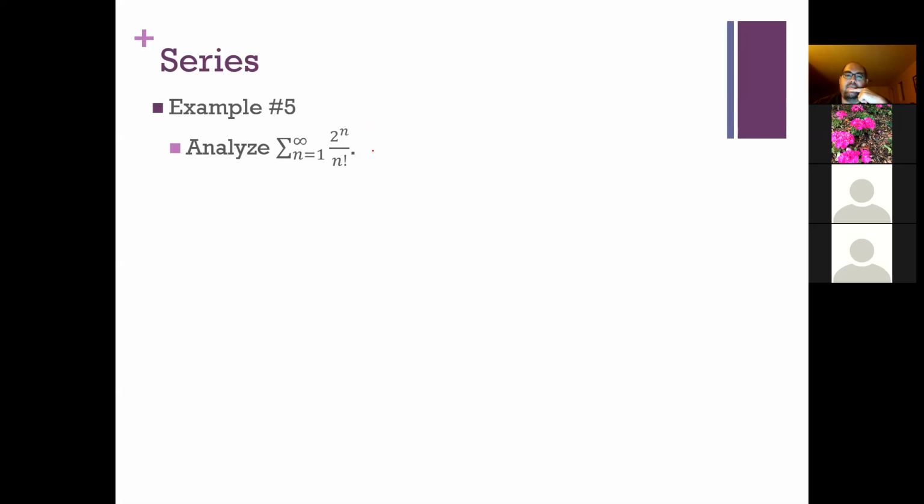One thing I'll tell you is that I'm not going to say always, but a factorial is usually a giveaway. The ratio test is at least worth considering. So let's see what the ratio test tells us. I'm looking at the absolute value of 2 to the n plus 1 over n plus 1 factorial, over 2 to the n over n factorial. All right, so from here, how can I continue analyzing this?